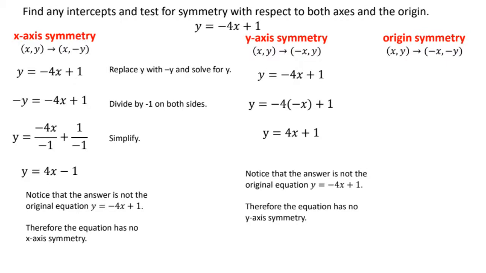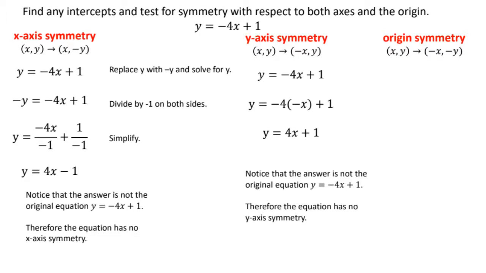And we see these two are not the same equations. We had a negative 4x at the beginning, and we now have a positive 4x. Now, our 1 is still positive, but it's not the same because of that negative 4x and positive 4x. So hence, this also has no y-axis symmetry.